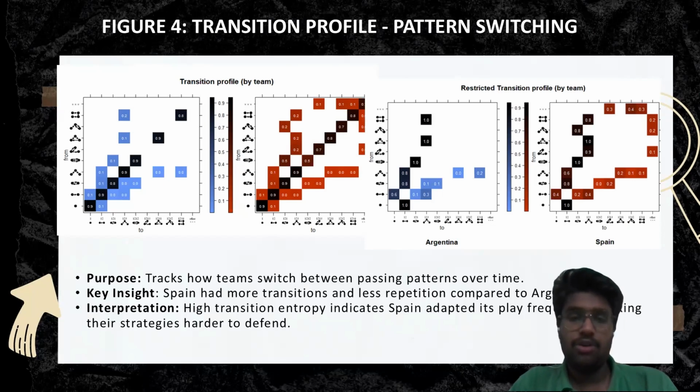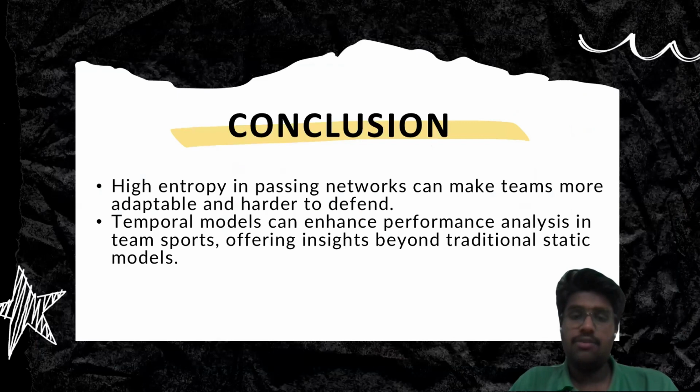So moving on. In conclusion, higher entropy or greater variability in passing networks leads to better performance, and temporal models can enhance performance analysis in team sports, offering insight beyond the traditional static statistic models.